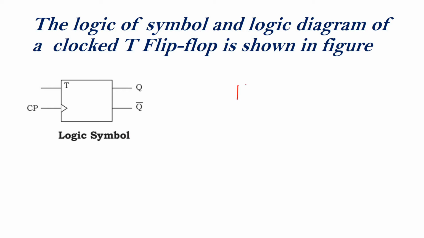The T flip-flop is obtained from the JK flip-flop. It is similar to the JK flip-flop, only one difference, J and K are connected together, and at this point, input is given, that is T. Okay, 4 NAND gates are used here.